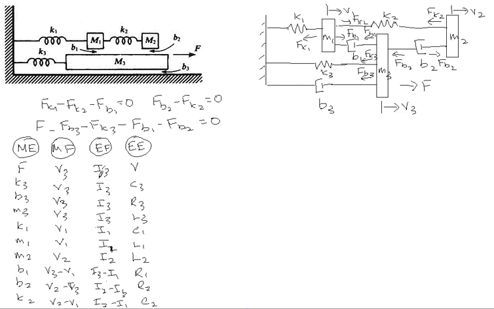If we consider the elements associated with current I3, we find that there is a voltage source, a capacitor, resistor, and inductor involved. Hence, in the sketch for the flow of I3, we have V, C3, R3, and L3.